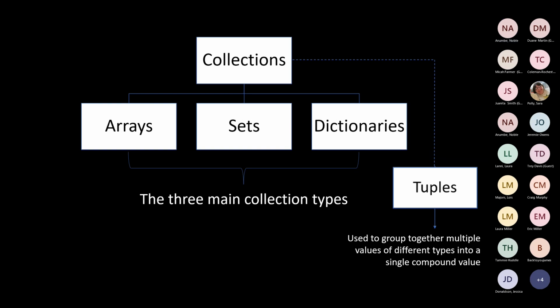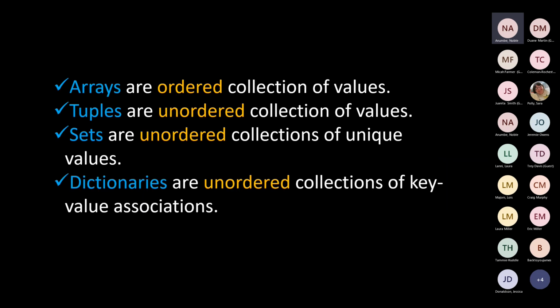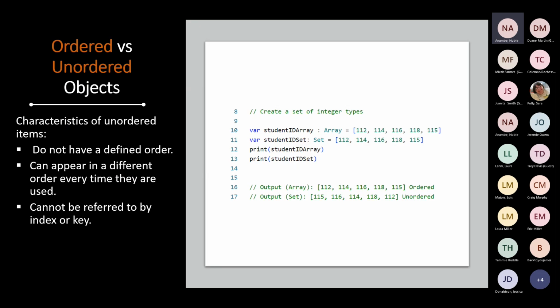And then the other thing I mentioned the last time was the issue of whether collections are ordered or not ordered. I did mention that arrays, for example, are ordered collections, but tuples are actually unordered. And I went on to discuss what it meant for a collection to be ordered or unordered. So these are characteristics of ordered items.